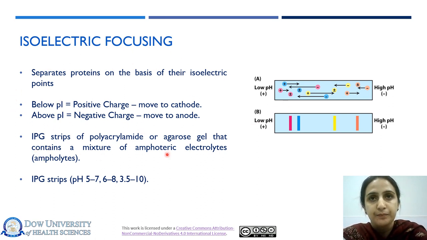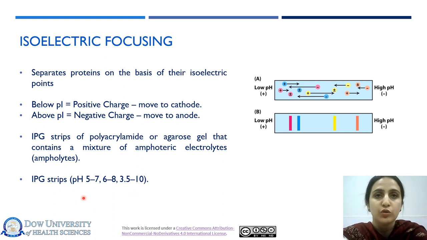Basically it's done on IPG strips, that is immobilized pH gradient strips, which are made up of polyacrylamide or agarose gels, and they contain a mixture of amphoteric electrolytes which provides a pH gradient. IPG strips of various gradients are available. They are ready-made. You just take the strip, soak your protein sample onto these IPG strips, and perform the isoelectric focusing. So we have narrow and broad range IPG strips available.